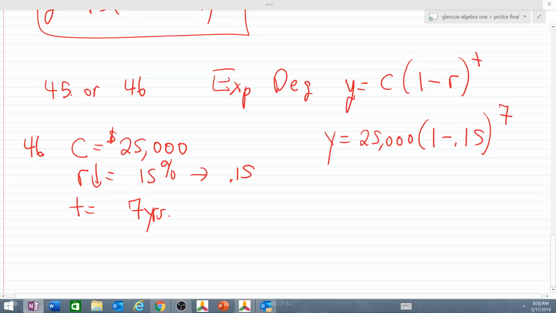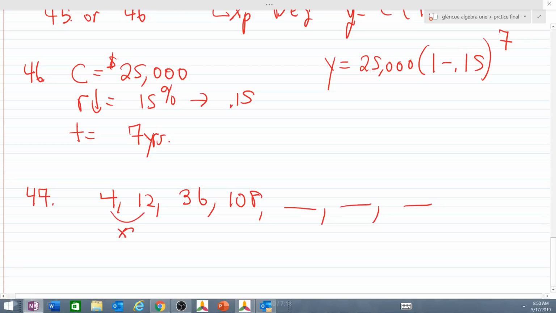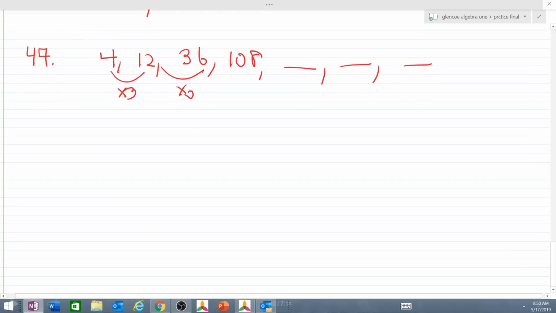Okay, 47. I think we can all find the next 3 terms in a geometric sequence. 4, 12, 36, 108, blank, blank, blank. Okay, what are we multiplying each term by to find the next term? 3. Times 3. So you would multiply 108 times 3, then that times 3, and so on.